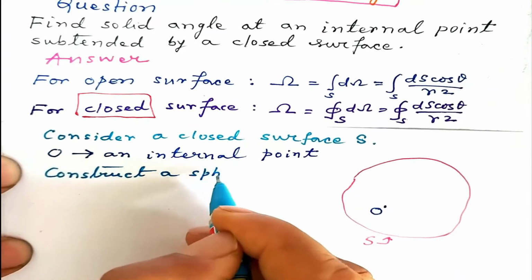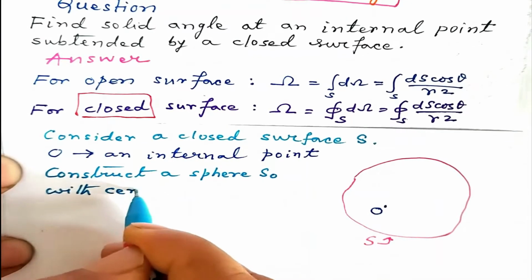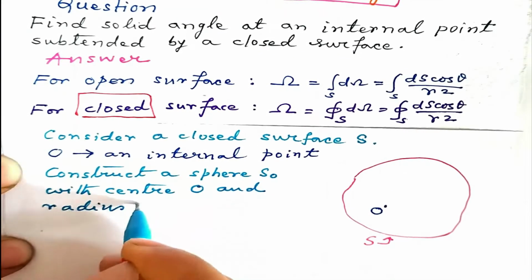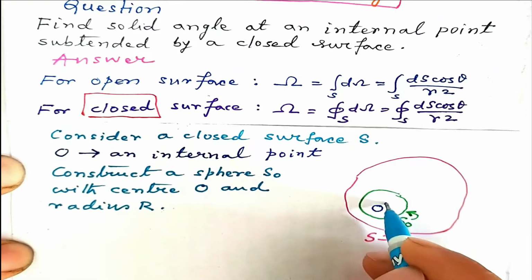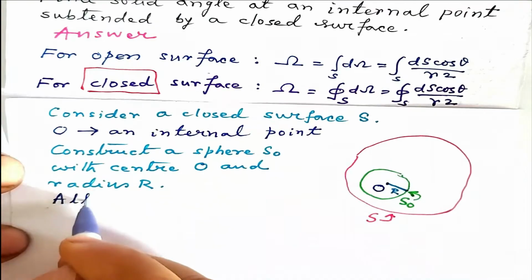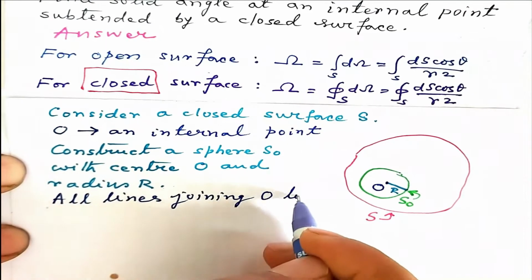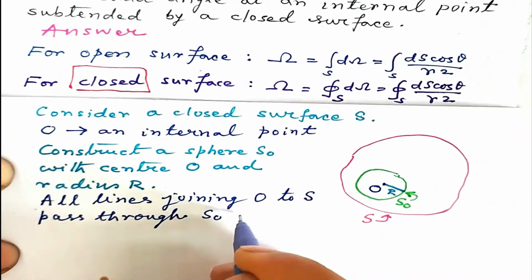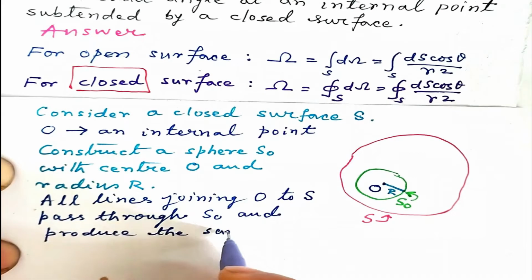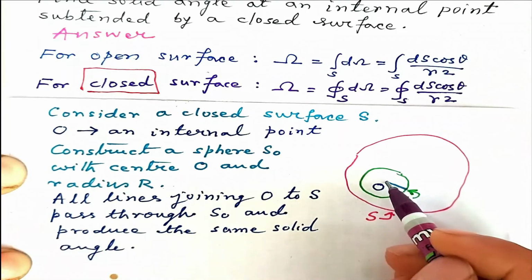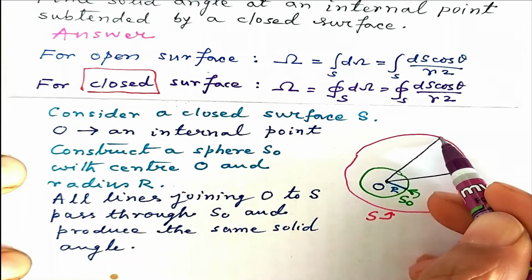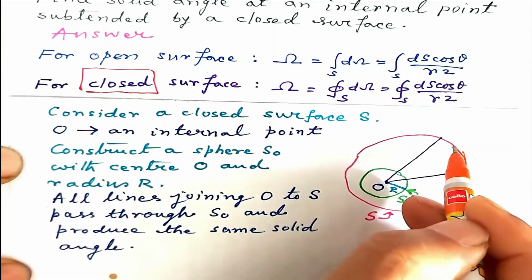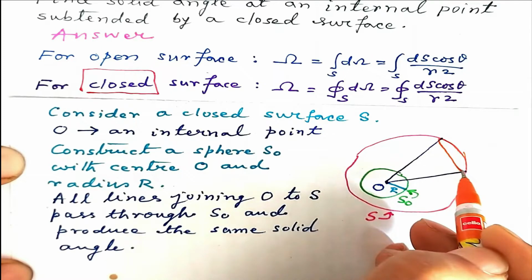Construct a sphere S0 with center O and radius R. This is the sphere S0. R is the radius. All lines joining O to S pass through S0 and produce the same solid angle. Look at this line. Here we draw another one very close. They intercept this area, an elemental area dS on S.